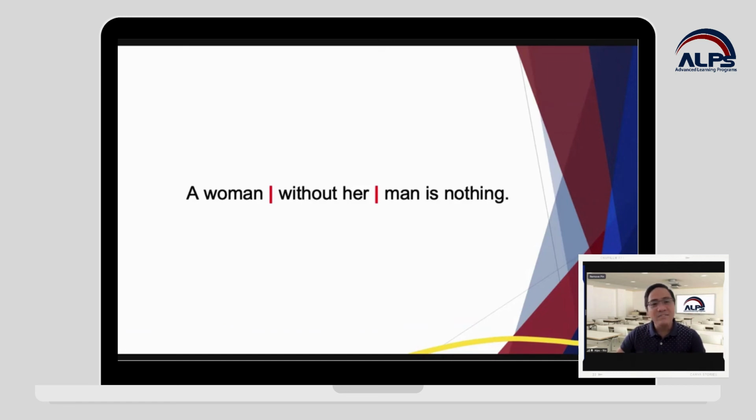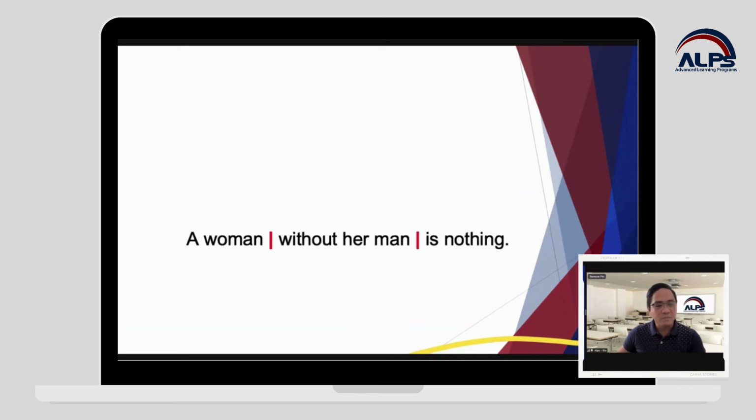Now, the meaning of the sentence would change if you use a different thought group. This is, I think, how Ming said it: a woman without her man is nothing. Okay, let me repeat that. A woman without her man is nothing. So this time you are saying that a woman means nothing if she doesn't have a man.